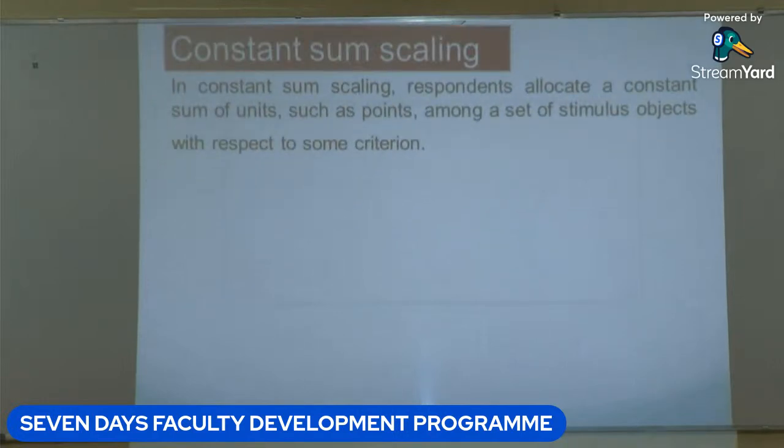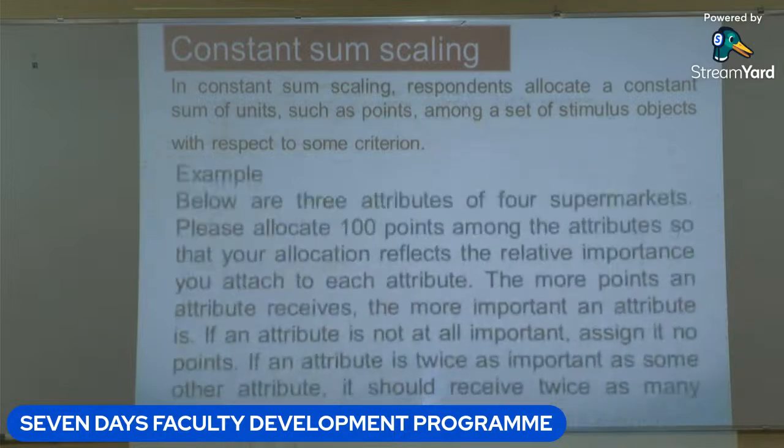In constant sum scaling, respondents allocate a constant sum of units, such as points, among a set of stimulus objects with respect to some criterion. Here the respondents are asked to assign points which are constant, not changing from one respondent to another. Here is an example related to supermarket attributes. There are 3 attributes of the 4 supermarkets. Please allocate 100 points among the attributes so that your allocation reflects the relative importance you attach to each attribute. So now the scale is 0 to 100.